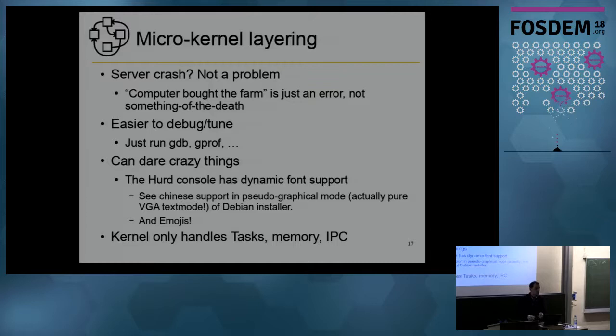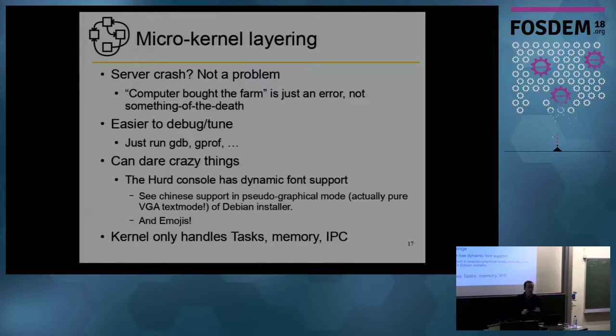It's easy to debug and tune. You can run GDB on the TCP/IP stack, on EXT2FS, things like this. And then you can dare crazy things. So for instance, the console. There is a Mach console, which is really low featured. But there is the Hurd console. It has dynamic font support, text font support. That is, the PCI VGA card only allows for 512 glyphs shown on the screen.